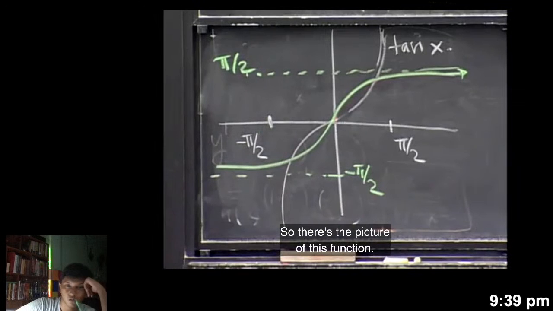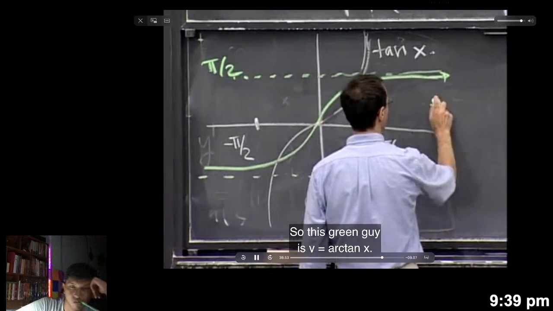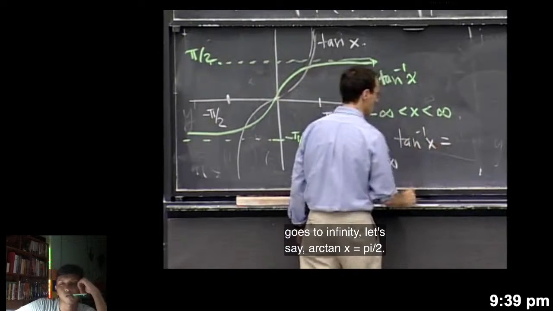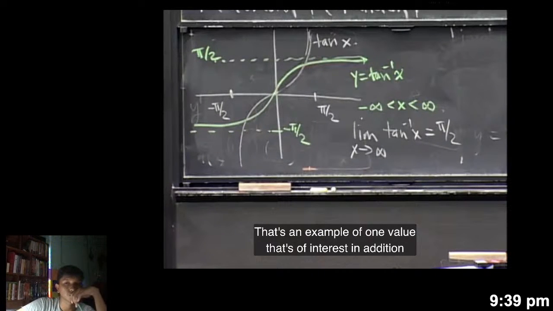It's defined for all x. So this green guy is y equals tan inverse x. The limit notation is: as x goes to infinity, tan inverse x is equal to pi over 2. That's an example of one value of interest in addition to the finite values.